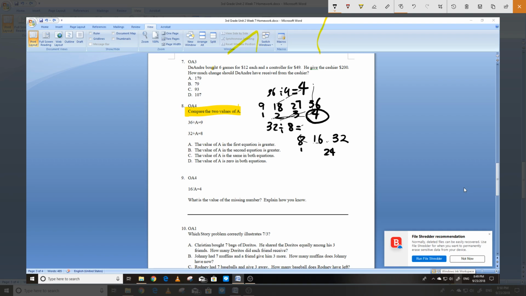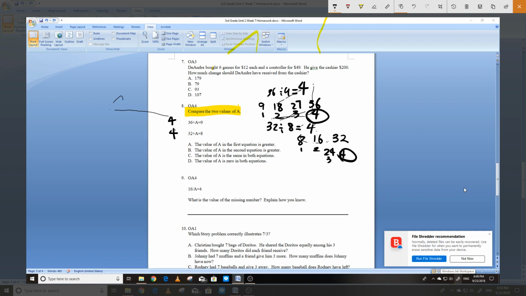How many times did we count? 1, 2, 3, 4. We also counted 4 times. So the answer here is 4 also. So for the first question, A equals 4. For the second one, A also equals 4. So they're the same. Let's look at the answer choices.